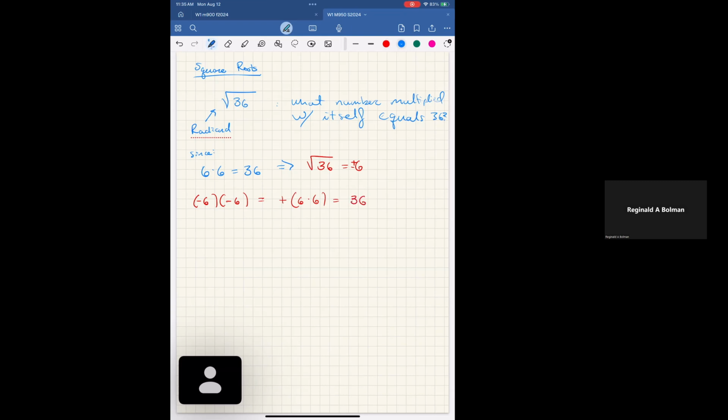So there are really two answers to this question of what number multiplied with itself equals 36. On the one hand, 6 times 6 self-evidently equals 36. But in a strict definition of the question, -6 times -6 also equals 36.